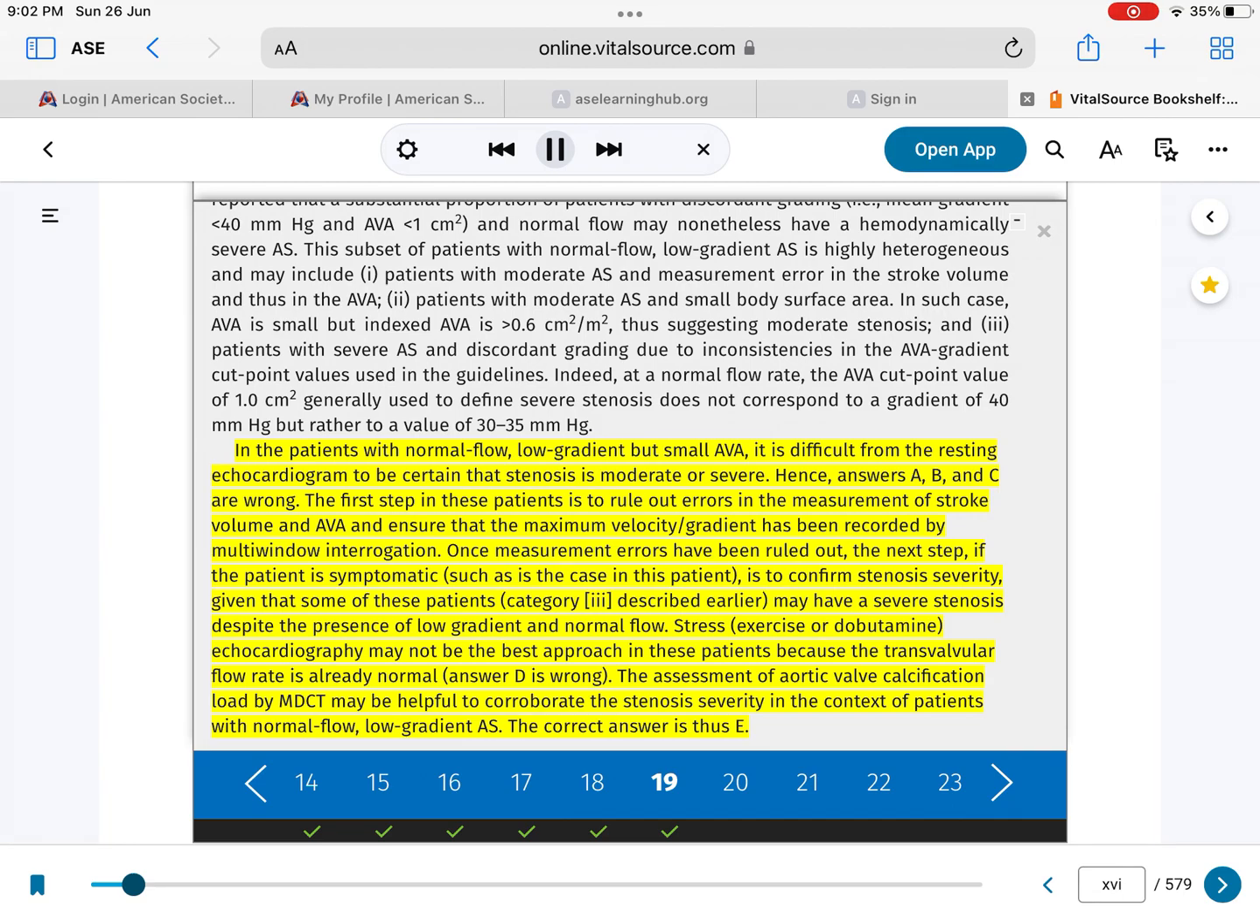Answer D is wrong. The assessment of aortic valve calcification load by MDCT may be helpful to corroborate the stenosis severity in the context of patients with normal flow, low gradient AS. The correct answer is thus E. References 14, 15, 16, 17.